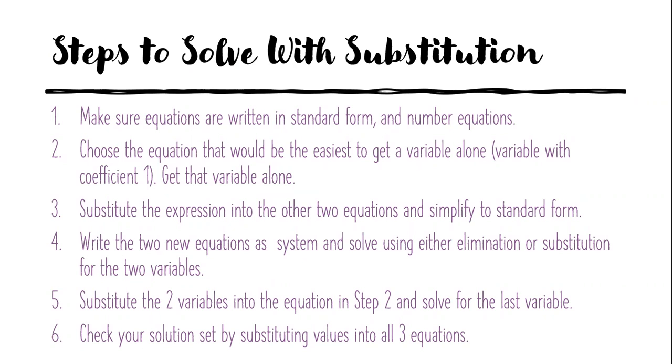Step 2, choose the equation that would be the easiest to get a variable alone. Usually it's the variable with coefficient 1, and then get the variable alone. Step 3, substitute the expression into the other 2 equations and simplify to standard form. Step 4, write the 2 new equations as a system and solve using either elimination or substitution for the 2 variables.